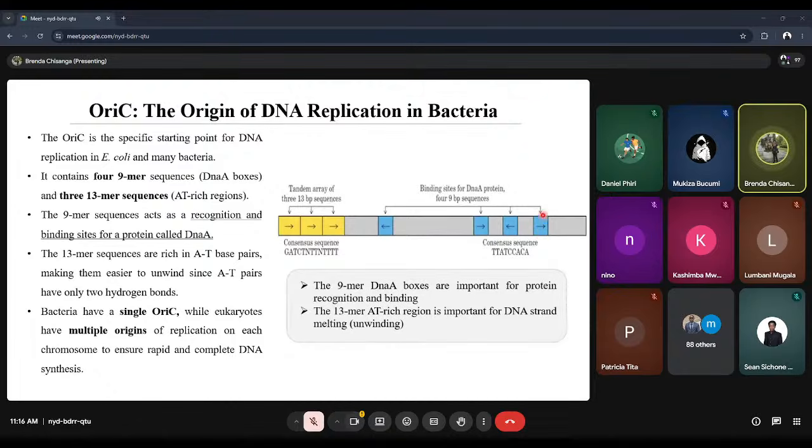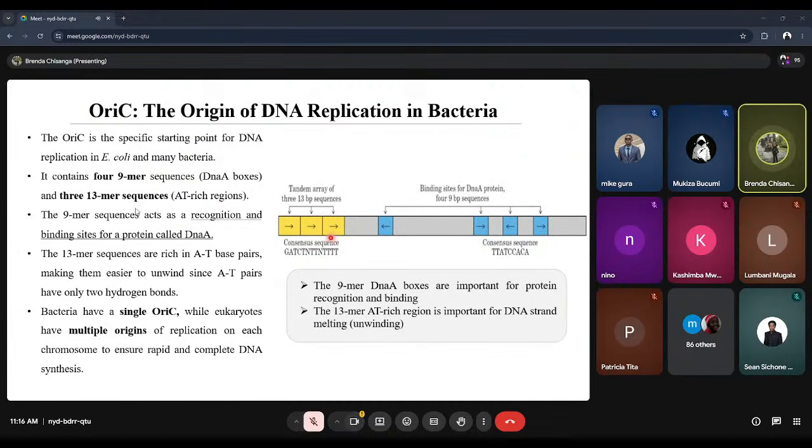So for example, if this is a blue section, if you can see the dot, there must be a combination of 9 nucleotides. Again, there must be a combination of 9 nucleotides. Collectively, these make up a region referred to as a 9-mer. And we're going to see in the next slide why this region is important and why the other one is important as well. But collectively, these are components of the origin of replication in bacteria, not in eukaryotes.